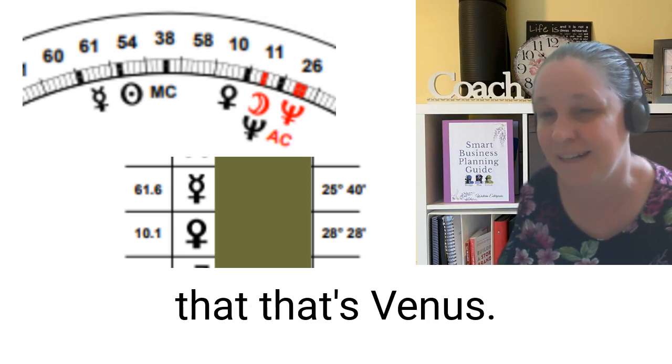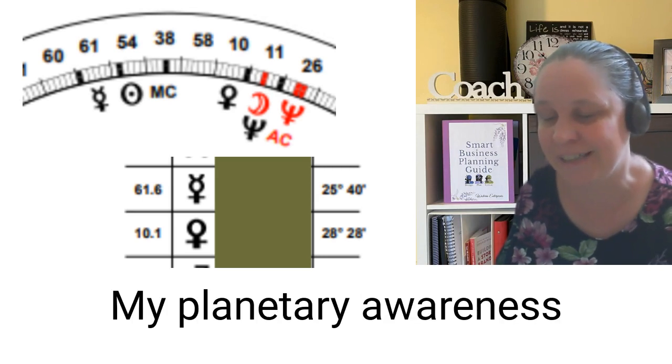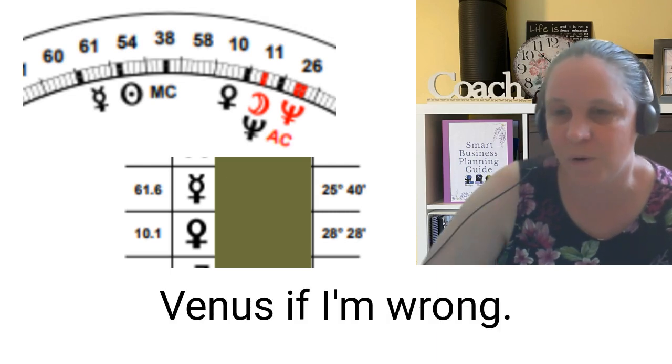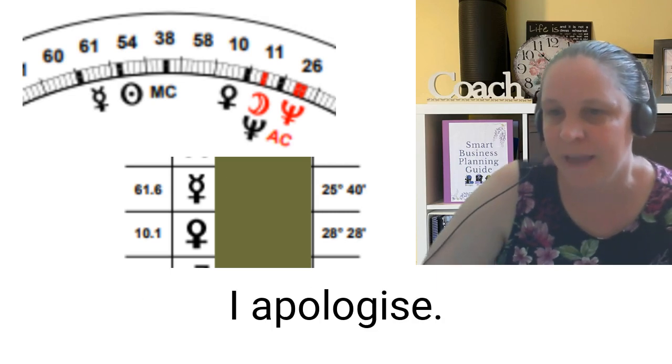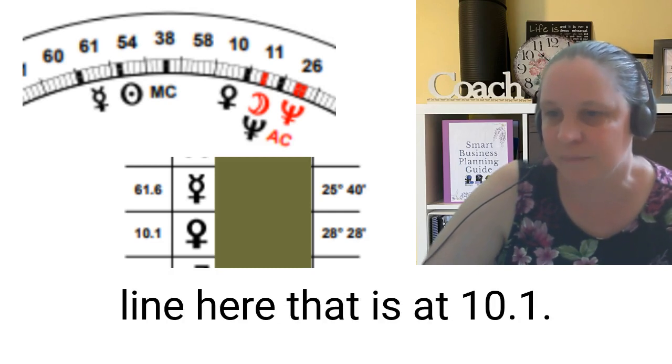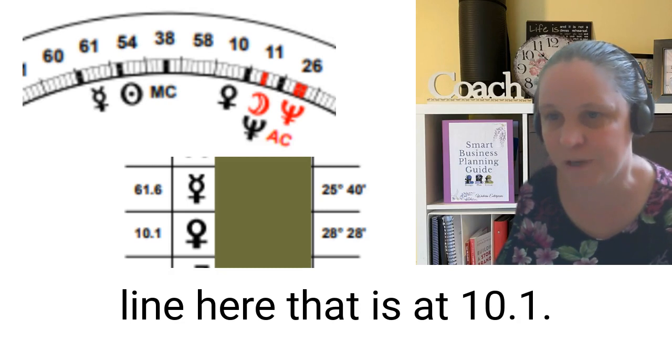If we then look just to the right of that, we've got another little black one, which I believe is Venus. My planetary awareness is not particularly great. I'm going to go with Venus. If I'm wrong, I apologize. And you can see that Venus here is this little black line here that is at 10.1.